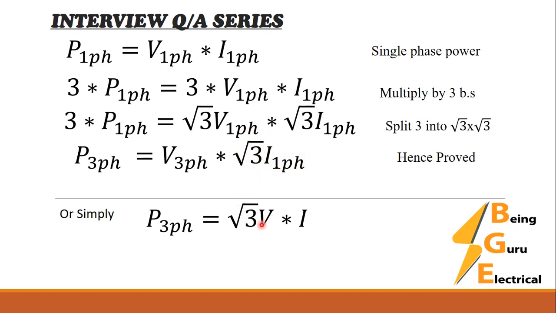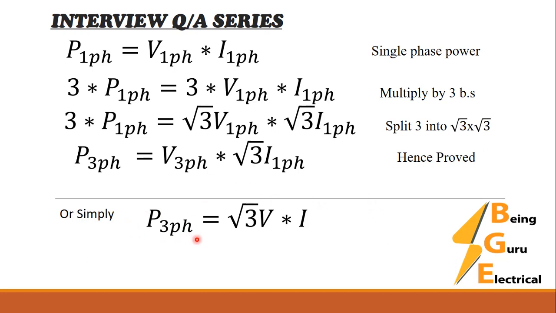Simply, the 3 phase power formula is under root 3 V times I. Some people ask, and I already made one video on this earlier, one student asked, where is cos theta? So this is apparent power, this is not active power. If it is active power, you can mention cos theta, the power factor here.